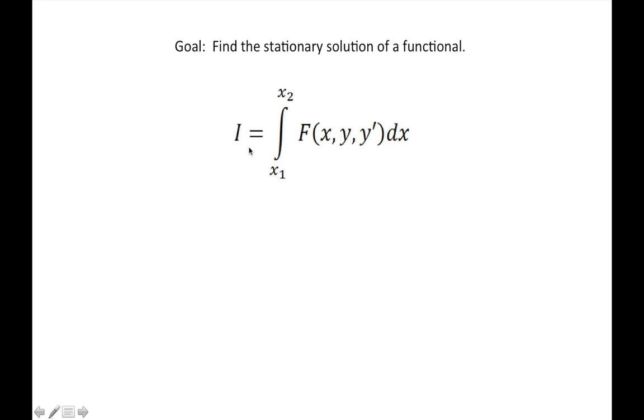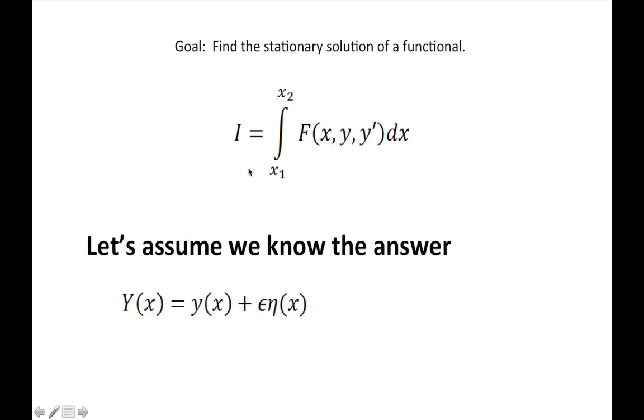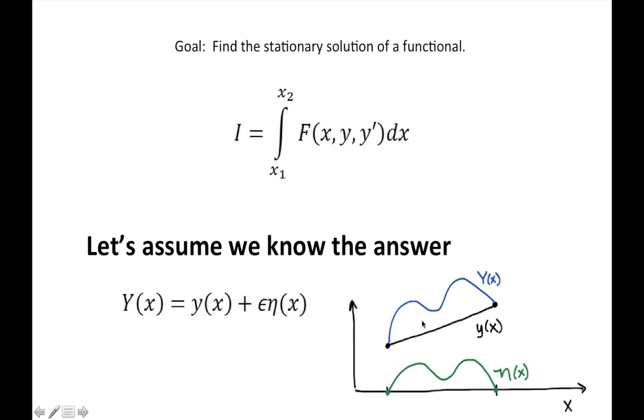Let's use the calculus of variations and derive the Euler-Lagrange equation, which will then give us the stationary path to this integral. To start, let's assume that we already know what the stationary solution is. Assume that it is little y of x. Now let's try to define an arbitrary curve, big Y of x, in terms of our little y of x. Both big Y of x and little y of x are going to pass between the two endpoints, and both are single-valued and contain a continuous second-order derivative.